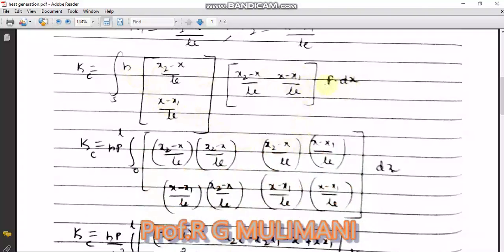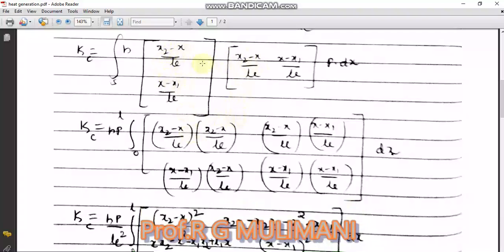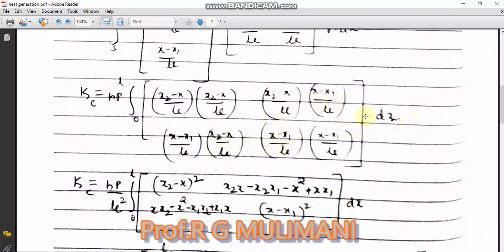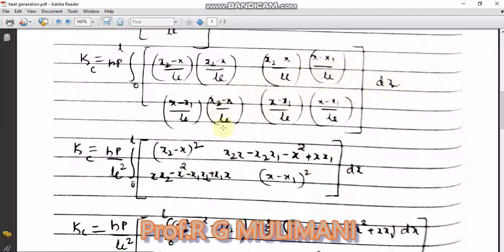H and P are constants, so let us take HP outside. HP times the integration of the product of these two matrices: x2 minus x by LE times x2 minus x by LE, similarly x2 minus x by LE times x minus x1 divided by LE. So we have four terms here, and we need to integrate with respect to dx.